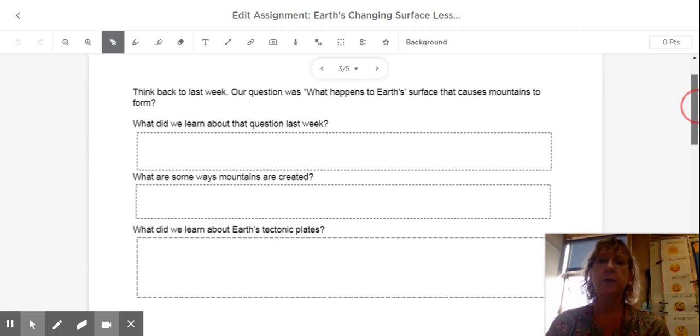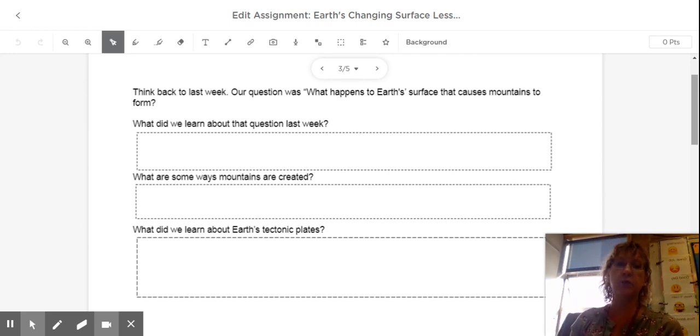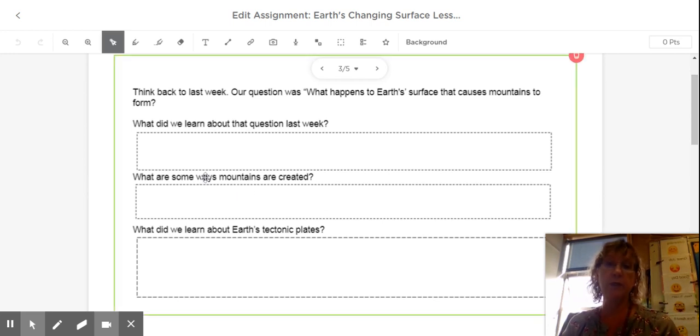So think back to last week. Our question was, what happens to the Earth's surface that causes mountains to form? So what did we learn about that question last week? One of my students today said volcanoes, and that's very important. We did learn about volcanoes, and we learned about lava, which goes right into the second question. What are some ways mountains are created? Volcanoes and lava create mountains.